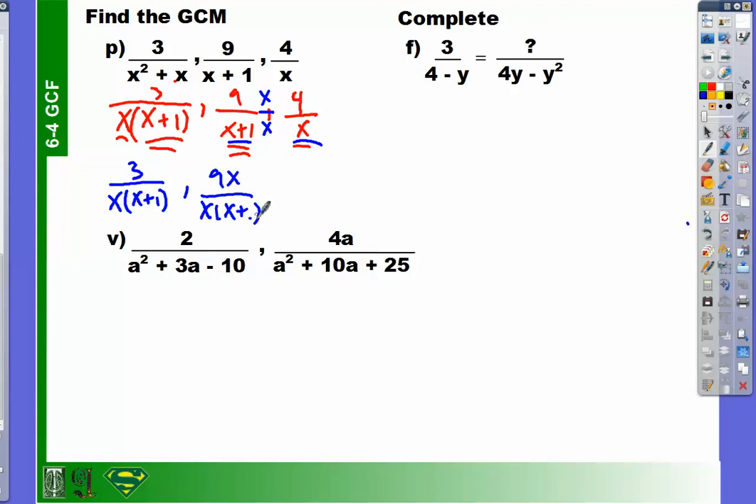For my last term, again, we're going to multiply everything by 1, because x plus 1 divided by x plus 1 is 1. So I end up with 4x plus 4 over x times (x plus 1). And so now I've converted all three of these fractions into a common denominator.